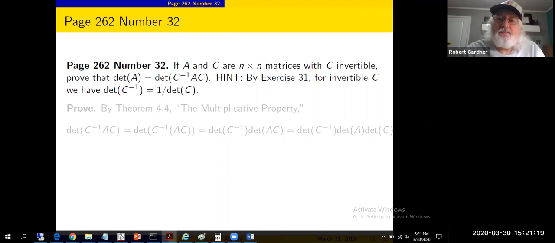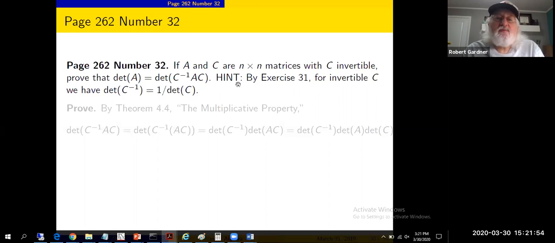Let's do another one. Okay, this one is quite useful. It's kind of written up as a proof, but it's really computational. And this time you can use the multiplicative property of determinants. The only reason we couldn't in the previous one is they told us we couldn't. That one we could have worked with the multiplicative property of determinants as well. But the claim is, suppose A and C are square matrices with C invertible. Prove that the determinant of A is the determinant of C inverse times AC.